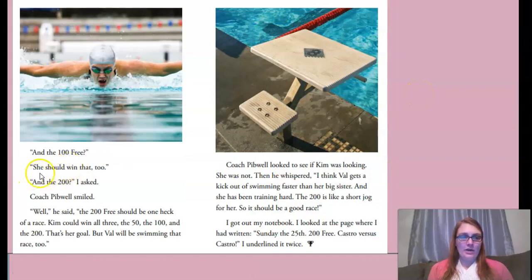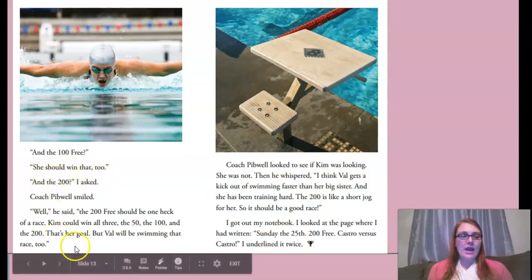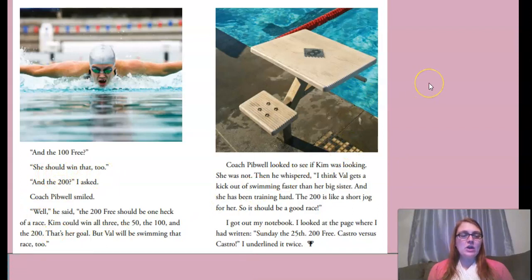"And the 100 free? She should win that too." "And the 200?" I asked. Coach Pibwell smiled. "Well," he said, "the 200 free should be one heck of a race. Kim could win all three, the 50, the 100, and the 200. That's her goal. But Val will be swimming that race too." So Kim and Val will be swimming together on the 200. Coach Pibwell looked to see if Kim was looking. She was not. Then he whispered, "I think Val gets a kick out of swimming faster than her big sister.